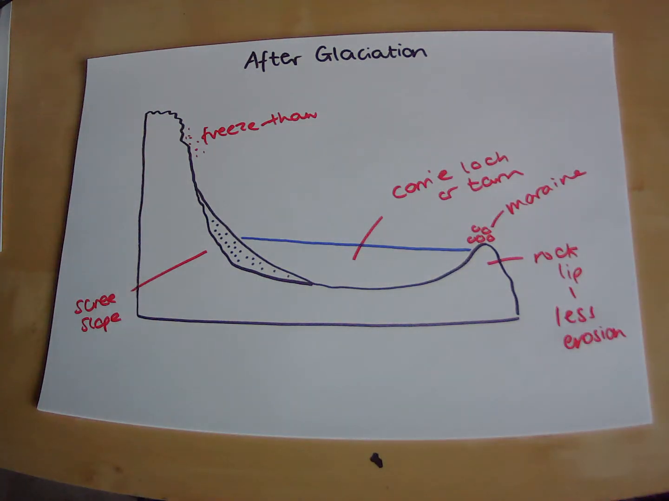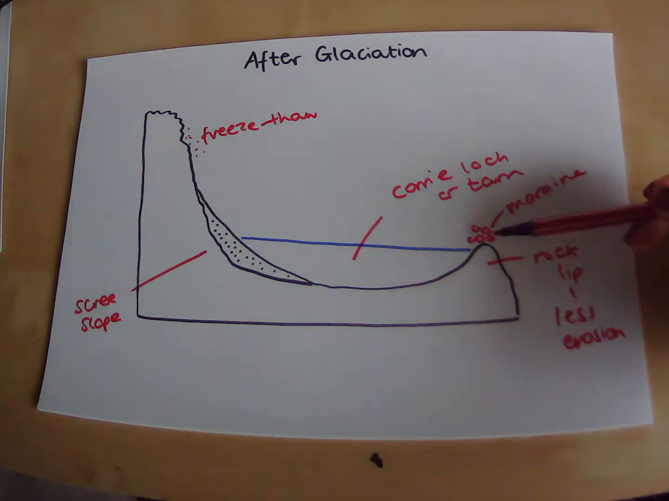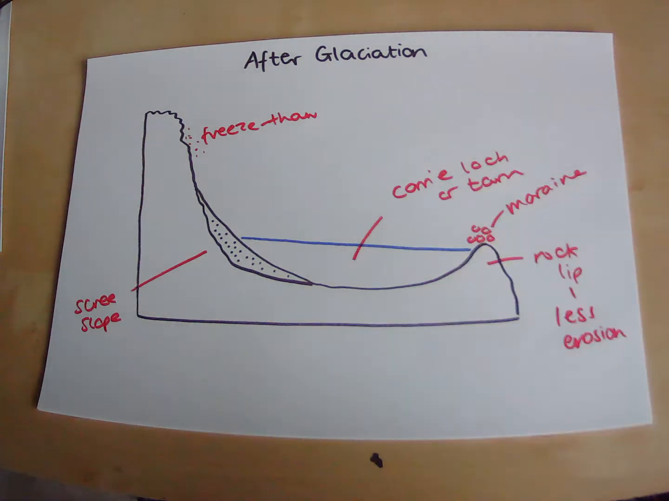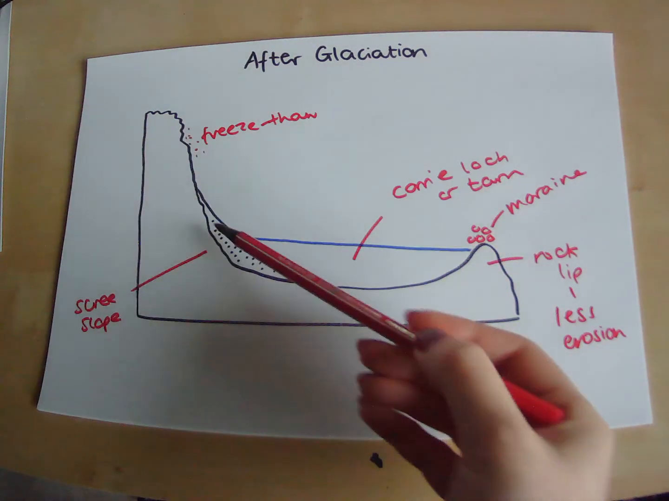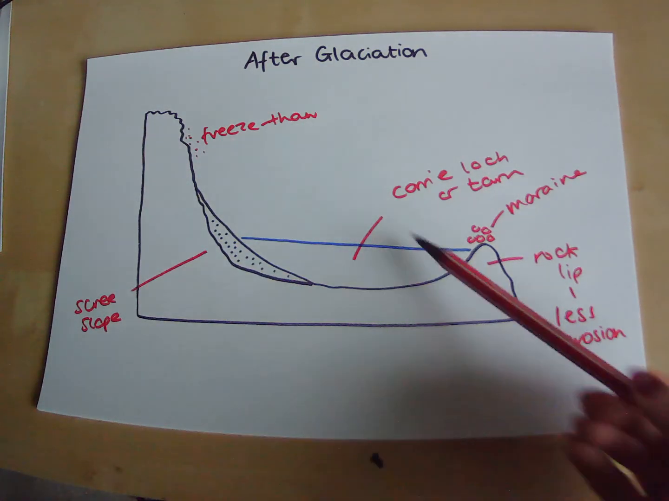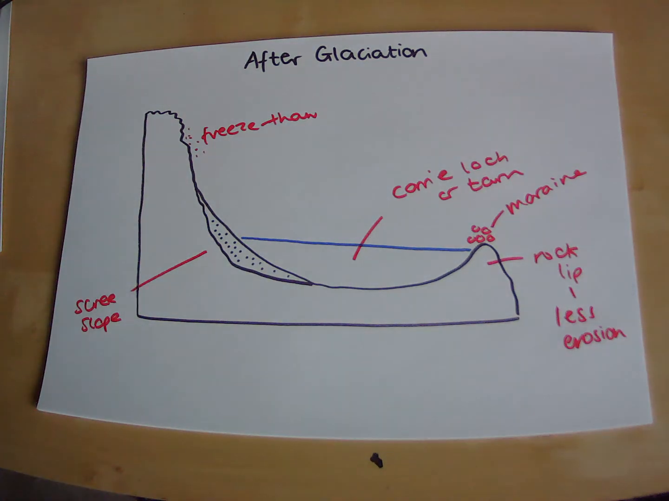So moraine is material deposited by the glacier, and sometimes that can leave a ridge where water can collect behind it. So we're left with our corrie with the steep back wall, the deep hollow, as I say, sometimes filled in by water.